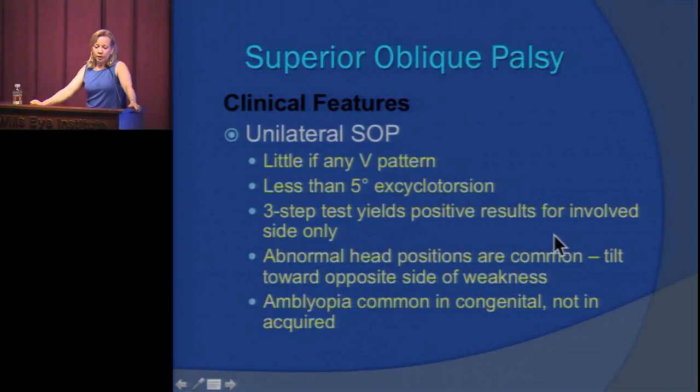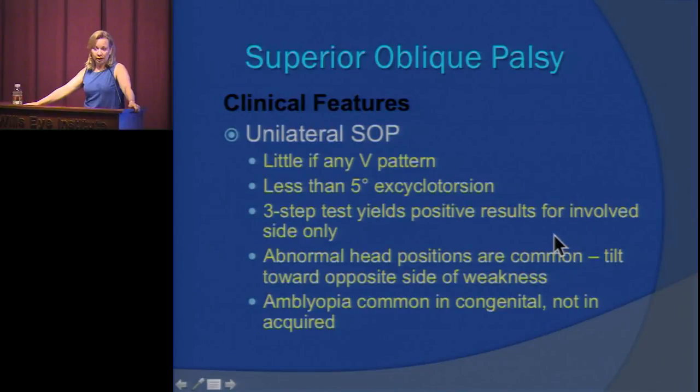The clinical features in a unilateral superior oblique palsy: there's little, if any, V pattern, again, because you've got just a unilateral situation. Again, usually less than 5 degrees of excyclotorsion, so that's going to differentiate that from a bilateral situation. This three-step test yields a positive result for the involved side only, okay? So when you tilt the head to the right, with a right superior oblique, there's going to be a right hypertropia. If you tilt the head to the other eye, you'll see it reduce, okay? And abnormal head positions are common. They'll tilt towards the opposite side of the weakness, again, trying to achieve fusion.